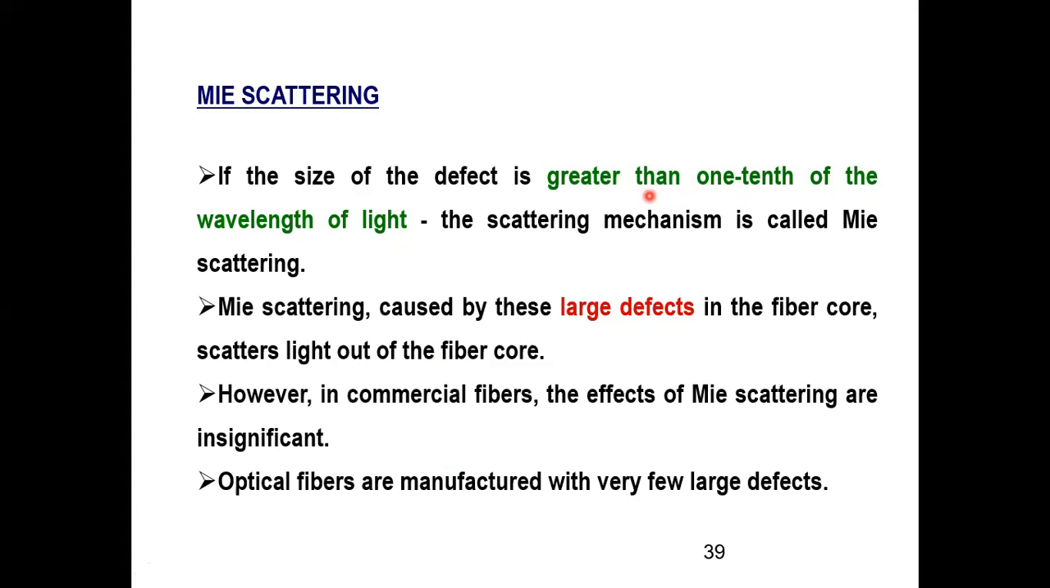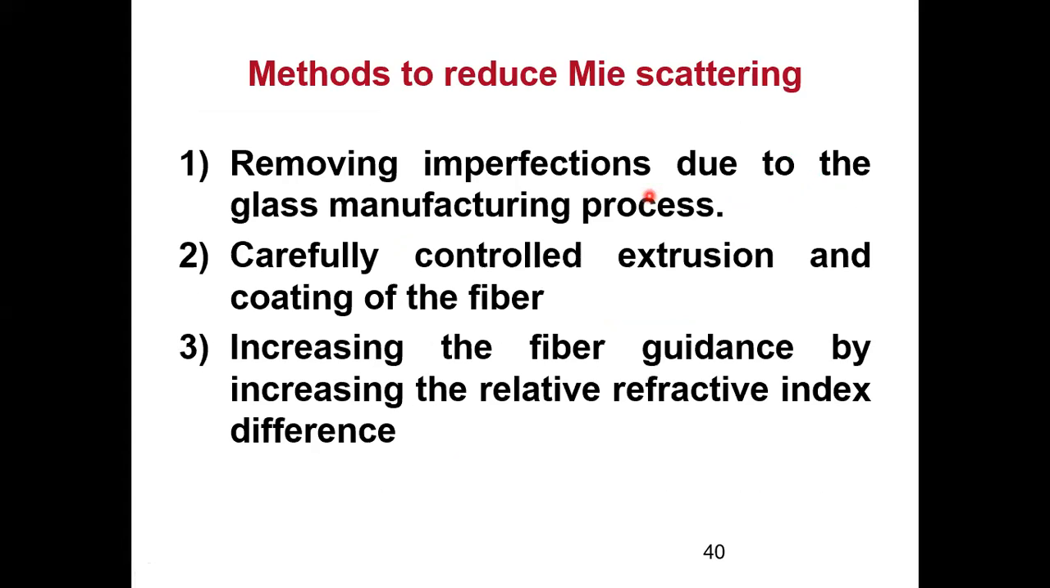जबकि Rayleigh scattering में, it is actually a small defect. Now, small defects might be there during the manufacturing technique, but large defects usually are avoided. So Rayleigh scattering, that's why that sentence was there. Rayleigh scattering is one of the significant loss mechanisms that happens in the fiber. Now, how can I reduce Mie scattering? By removing imperfections due to the glass manufacturing process. Yes, so I can design a proper way of manufacturing the fiber, with carefully controlled extrusion and coating of the fiber.